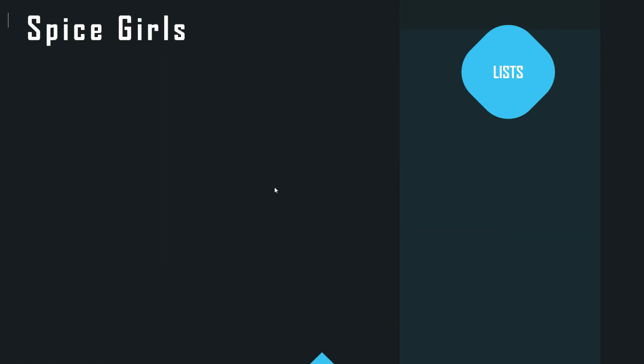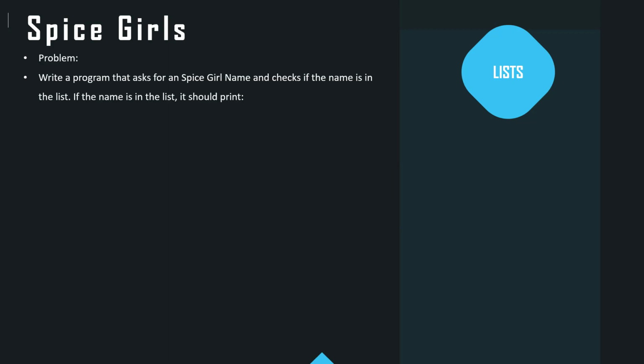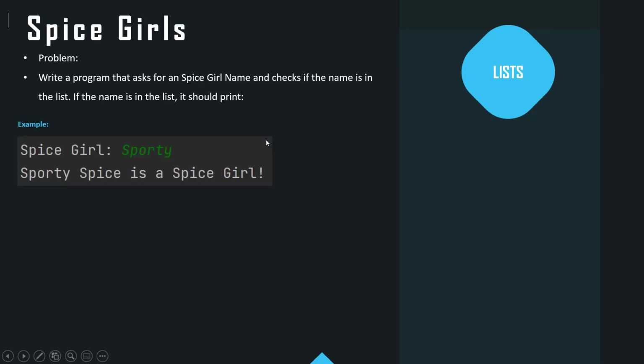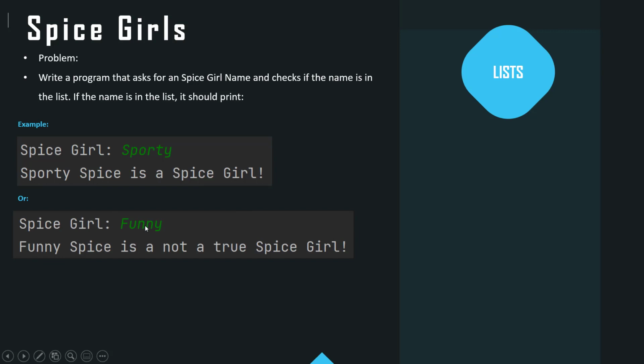Now we're going to look at an example using the Spice Girls. There are 5 Spice Girls: Baby Spice, Sporty Spice, Scary Spice, Ginger Spice, and Posh Spice. What we need to do is create a program that will look up a Spice Girl name and check if it's in the list. If it is in the list, then it will print back, Sporty Spice is a Spice Girl. And if it's not in the list, then it will say Funny Spice is not a true Spice Girl. So we have 2 options here.